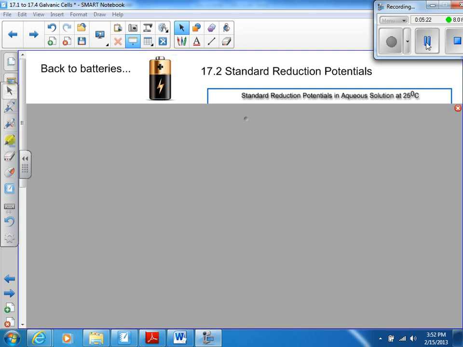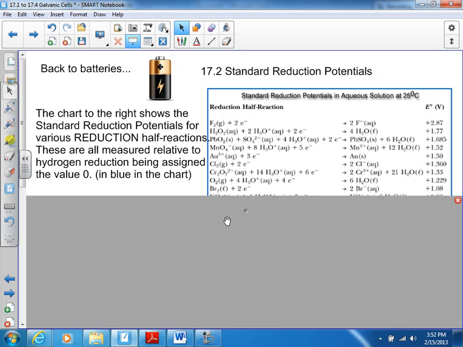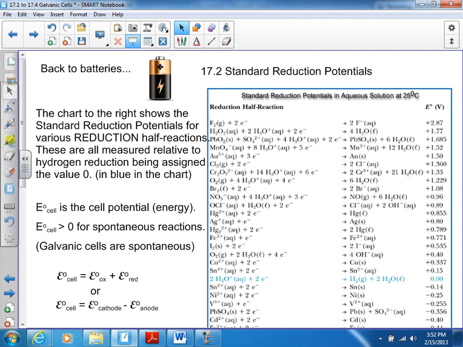Okay, I want to show you something real quick. On the AP exam you will have this chart. This is a great big chart. It's lots of information here.